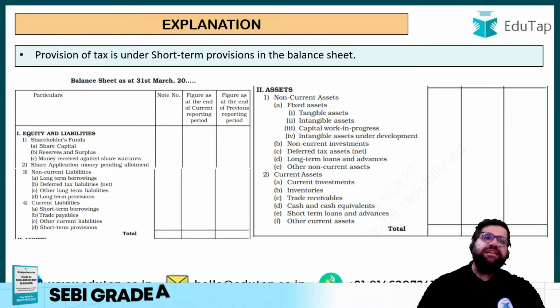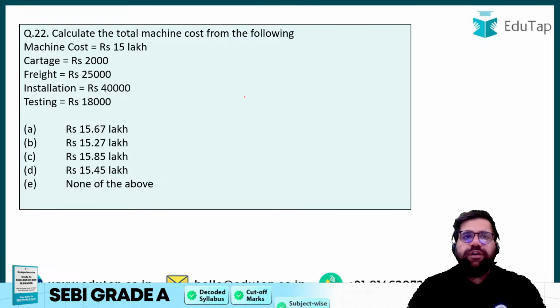Moving forward, my friends, let's move forward. Question number 22. Now, what is the total cost of the machine?